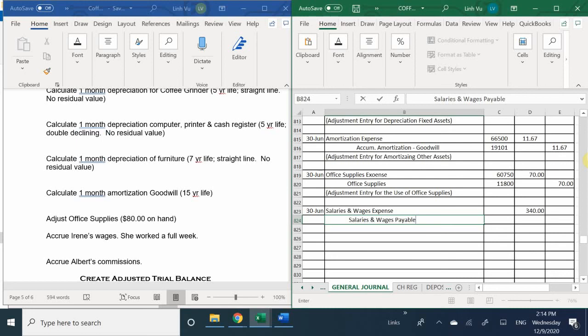Okay, but in this case, I'm only recognizing the adjustment because I'm wrapping up the month of June. So here are my amounts. Now, can you tell me what my account numbers are? Yes. The salaries and wages expense is 60810. And the salaries and wages payable is 24010. Okay, good. And then here, you can write accrue for Irene's wages.